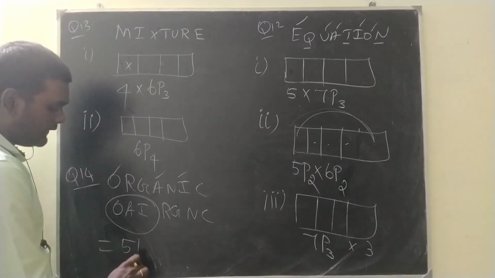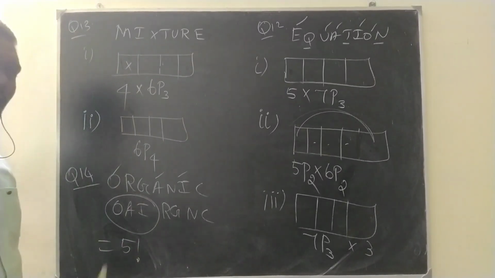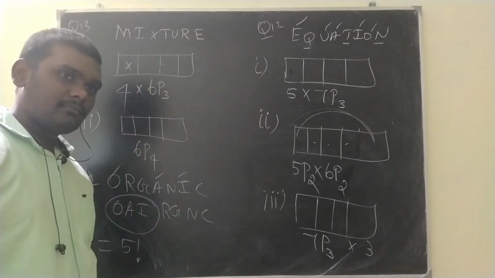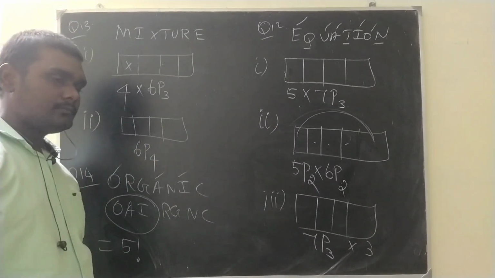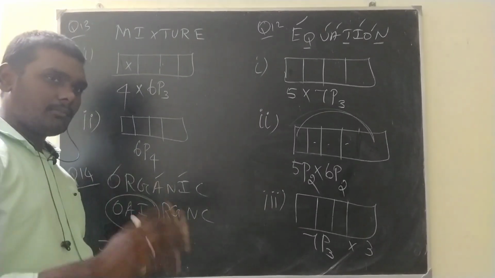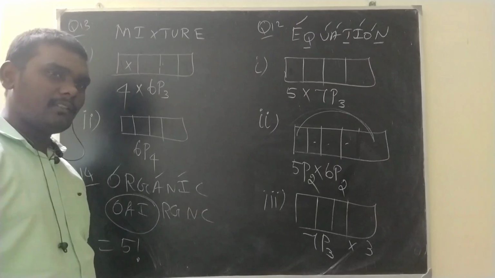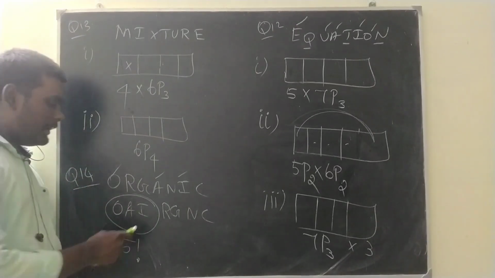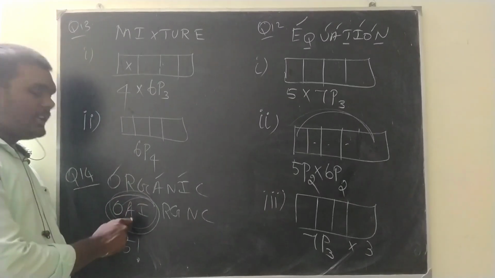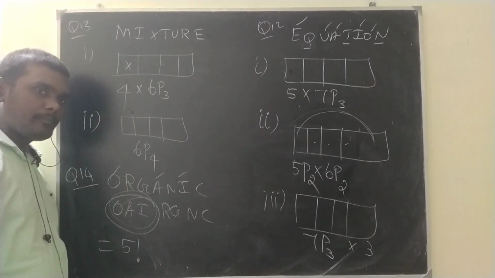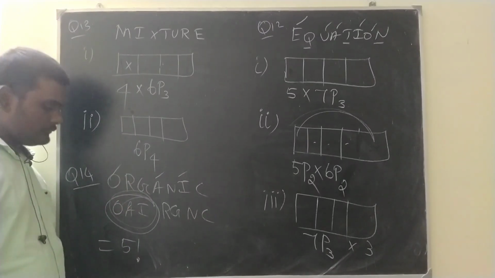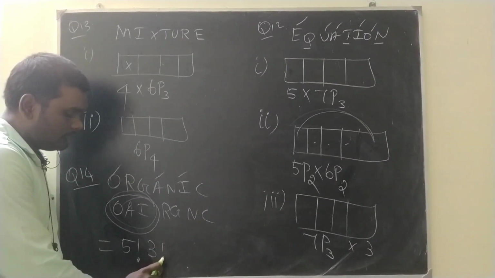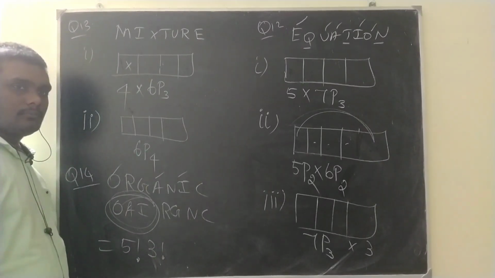5 factorial ways this can be arranged. Not 5P. We are not choosing something, man. Okay. Clear? We are not choosing something. We are arranging everything. How many ways this can be arranged? 5 factorial. In between this vowels itself, how many arrangements can be done? 3 factorial.